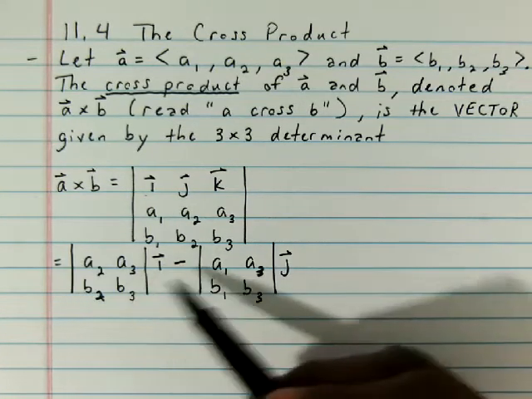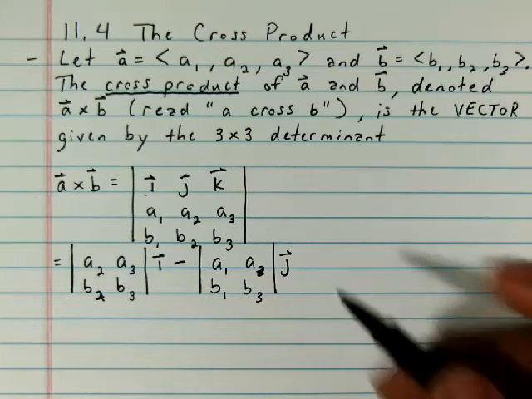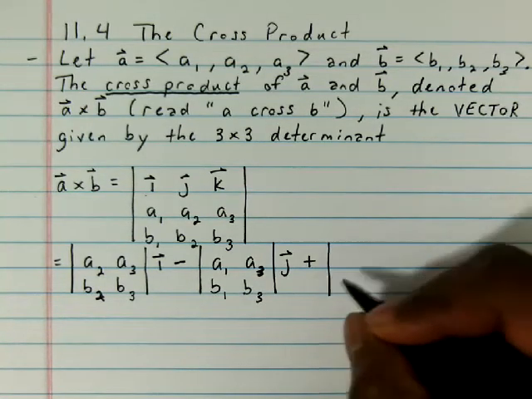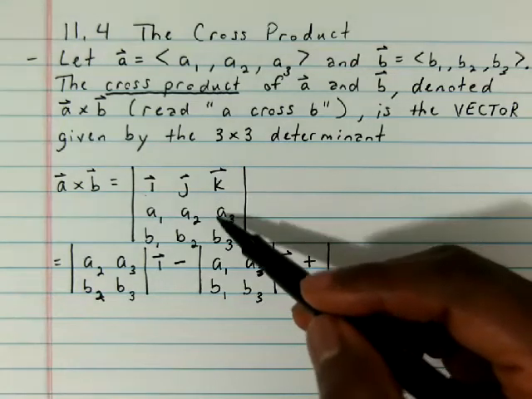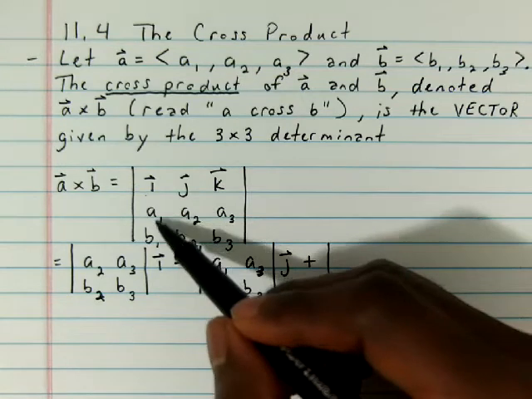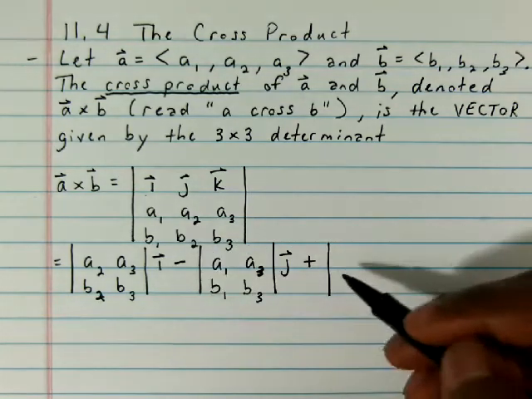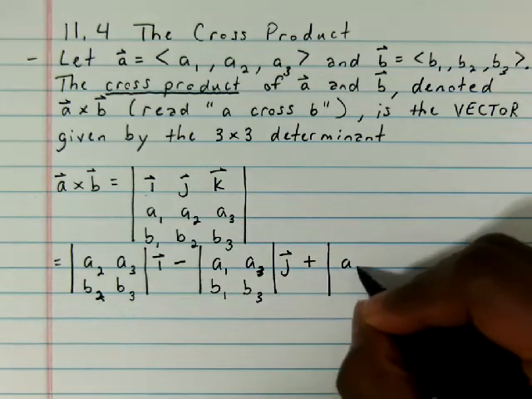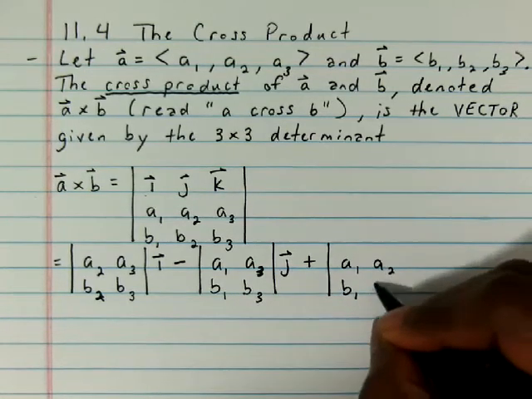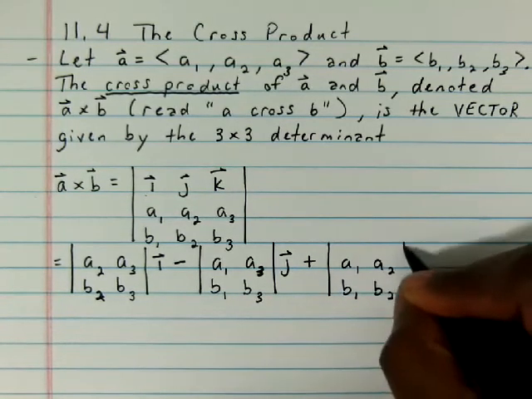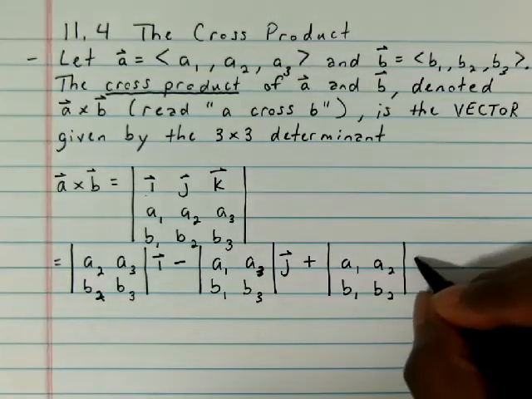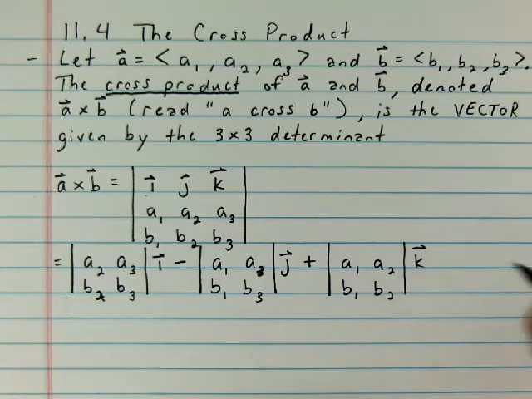So plus, minus, plus, our signs alternate. We're going to have a plus sign right here. We're going to ignore that last column as well as the top row. So we're just left with A1, B1, A2, B2 to go inside of here. And because we were ignoring the K column, we're going to put a K on the outside of there.